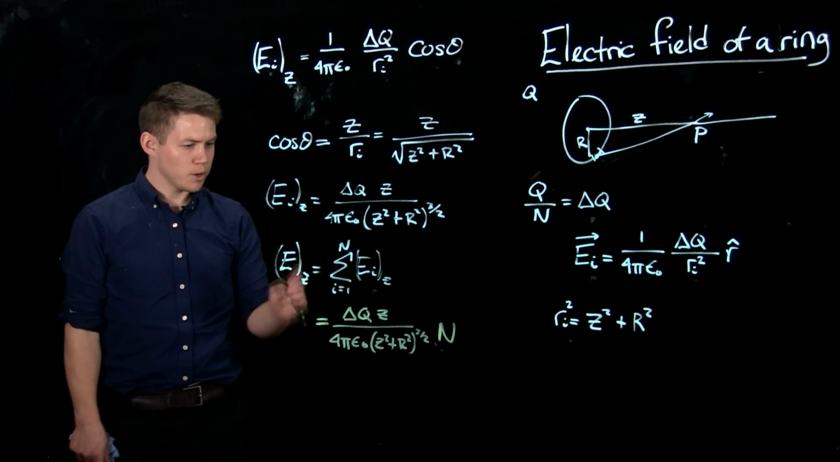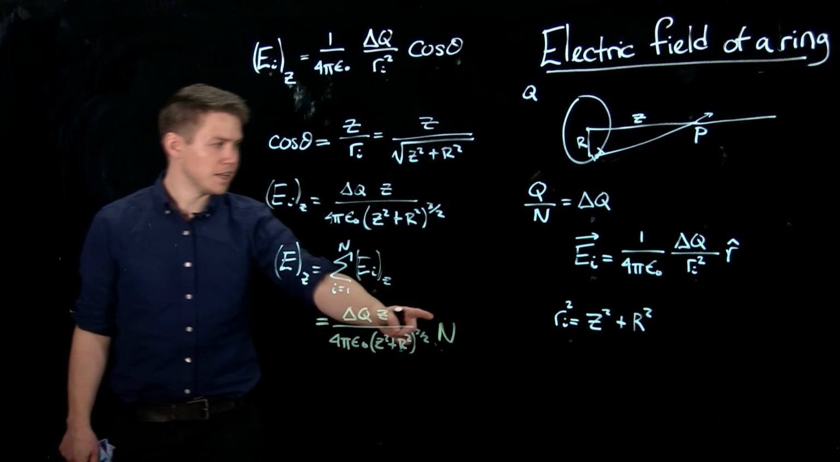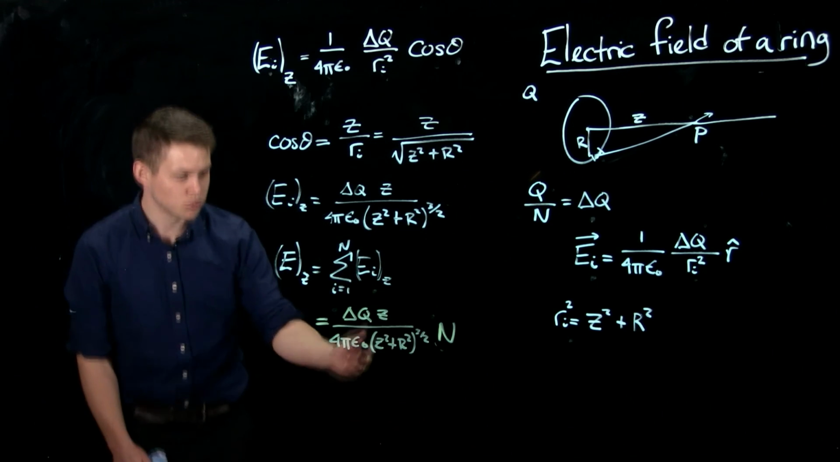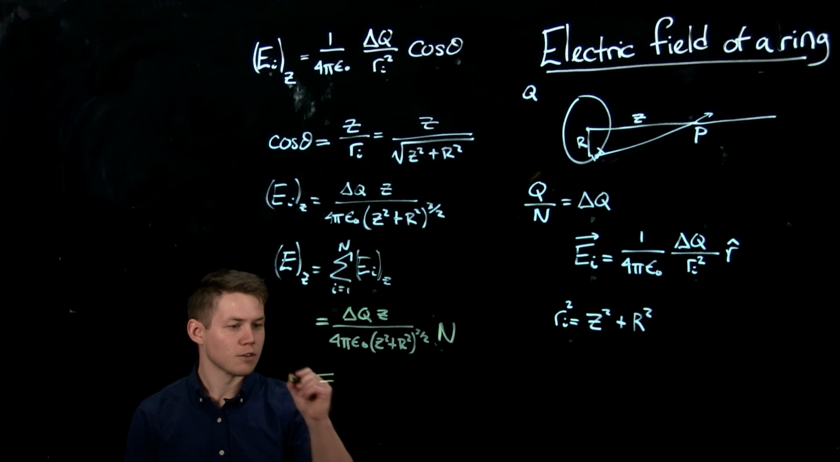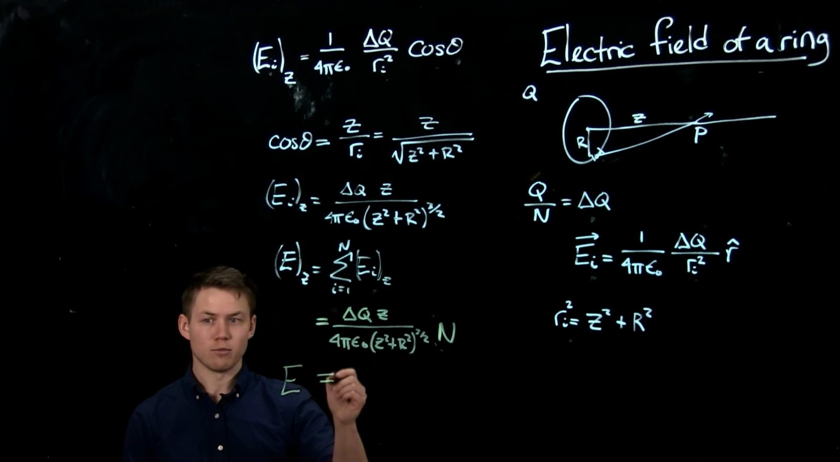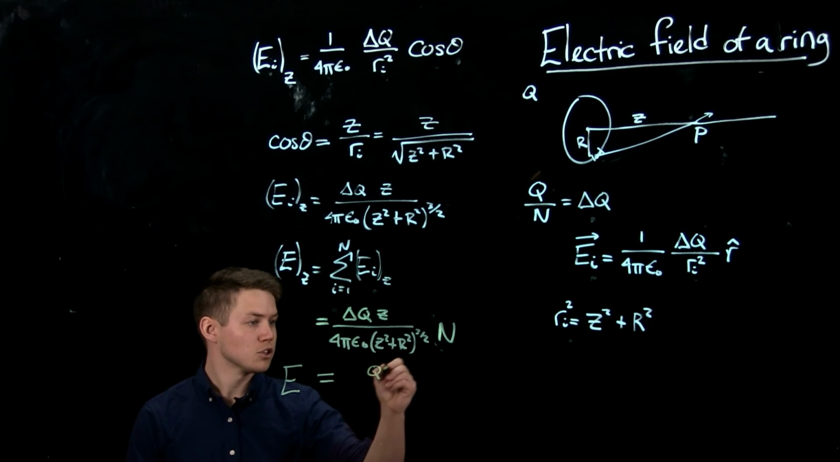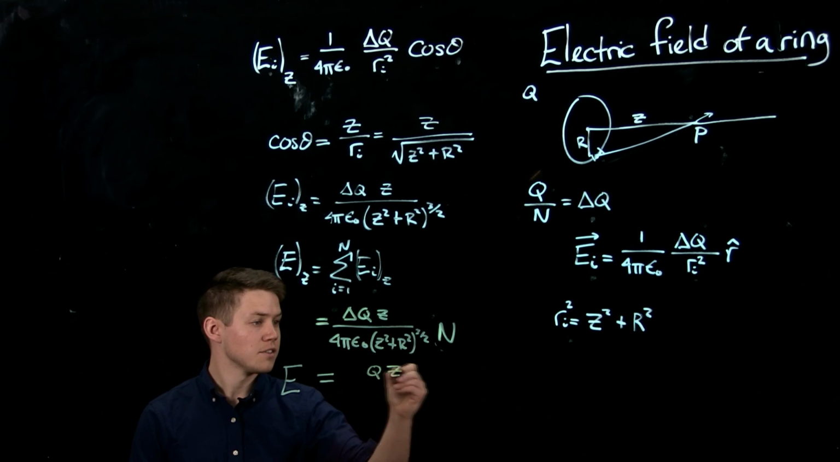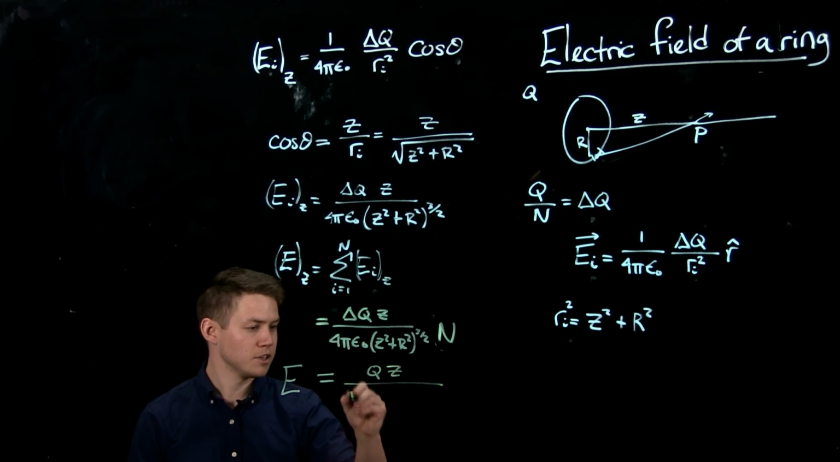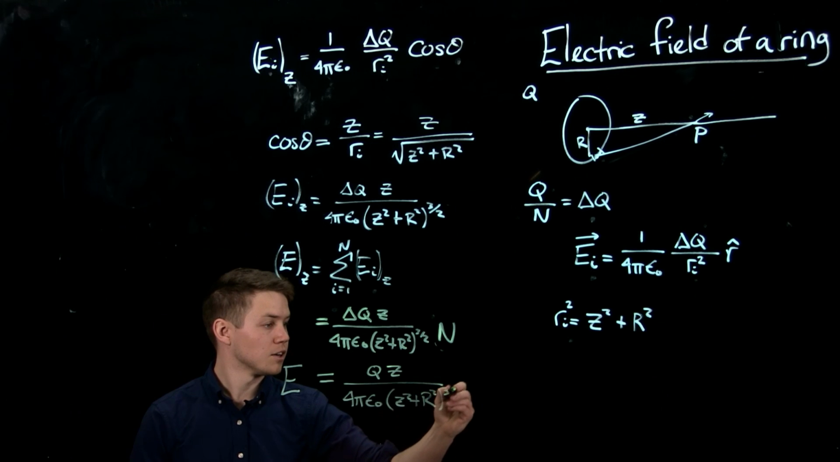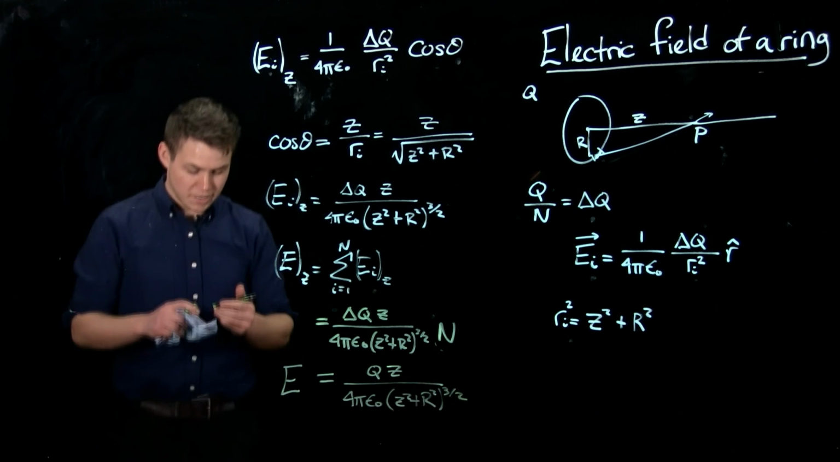Excellent. And now what do I have? Well, I have a delta Q here and an n. And we'll remember from our definition that delta Q times n is going to be equal to Q. So finally, I can write that the electric field for the ring of particles is going to be Q, the total charge, times z, the distance that point P is away from the center. Here we just have our constants, and then we have this term which tells us, this r squared term here tells us the radius of the ring of particles.